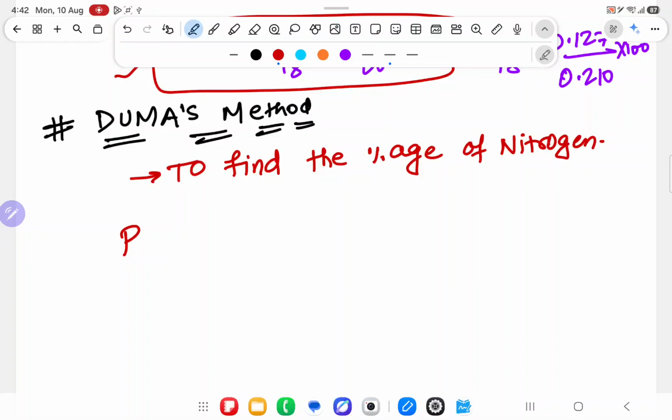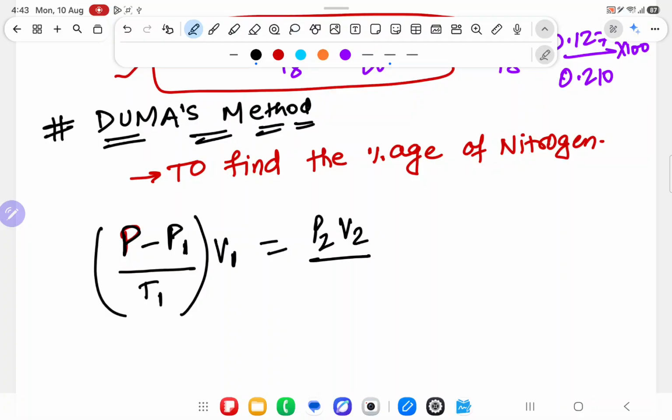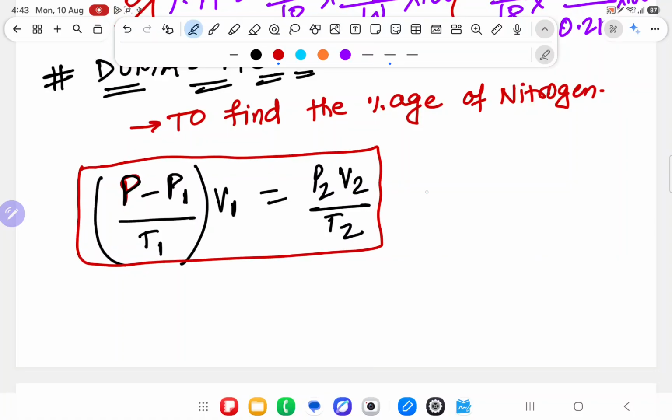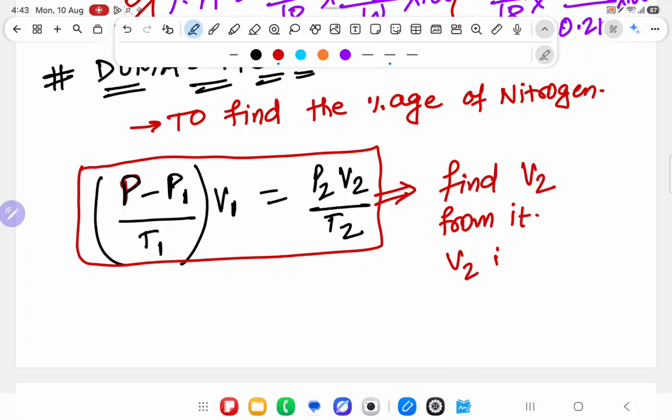The formula is (P minus P1) into V1 by T1 equals P2 V2 by T2. After understanding the point, (P minus P1) into V1 by T1 is equal to P2 V2 by T2. With this formula, you are able to find V2. Understood? From this formula, you have to find V2, and always you will get V2 in milliliter.